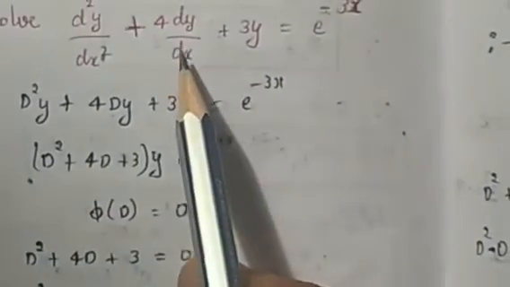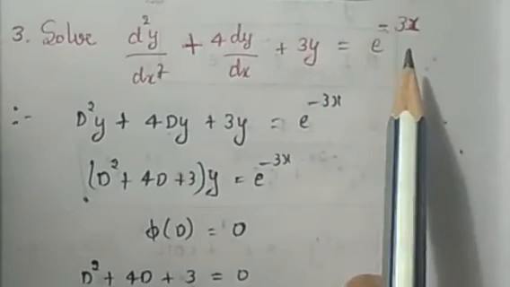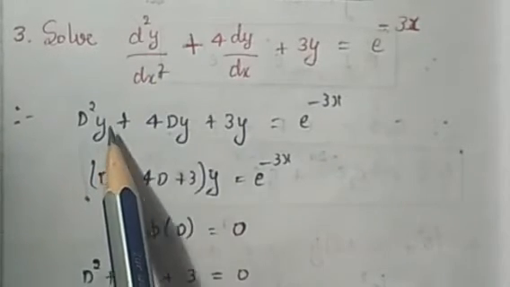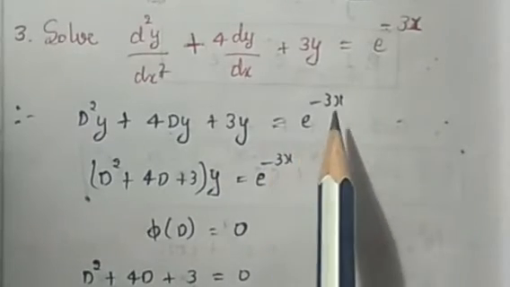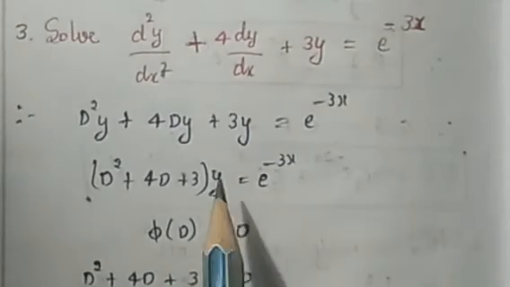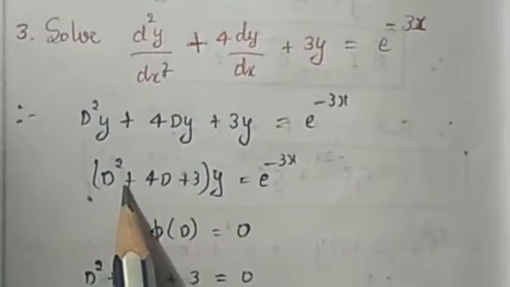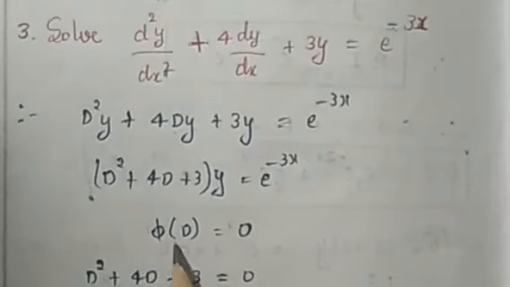Solve d square y by dx square plus 4 dy by dx plus 3y is equal to e to the power minus 3x. So d square y by dx square is d square y, plus 4 dy plus 3y is equal to e to the power minus 3x, we can write it like that. Taking y common, (d square plus 4d plus 3) y is equal to e to the power minus 3x. So consider pi of d is equal to 0.